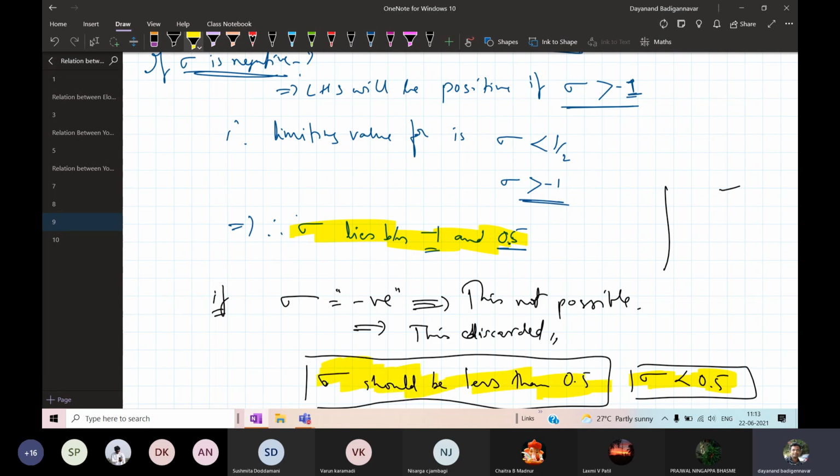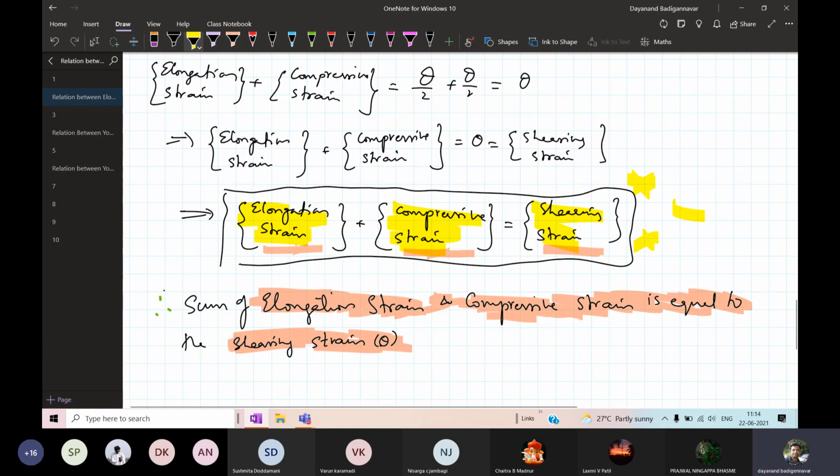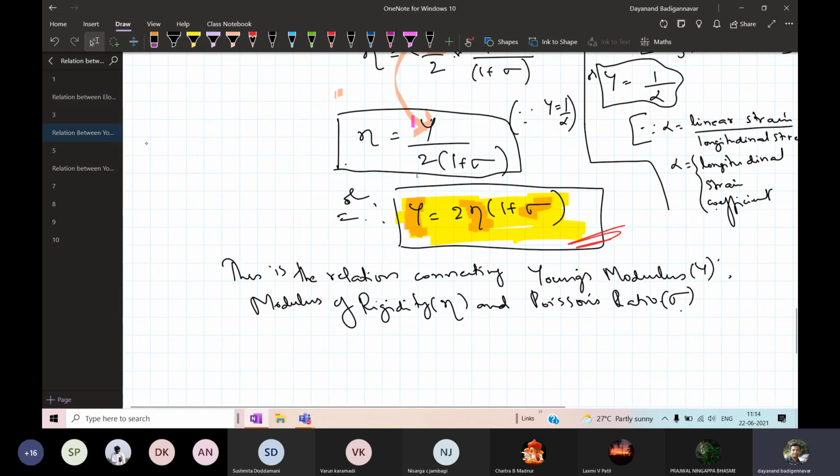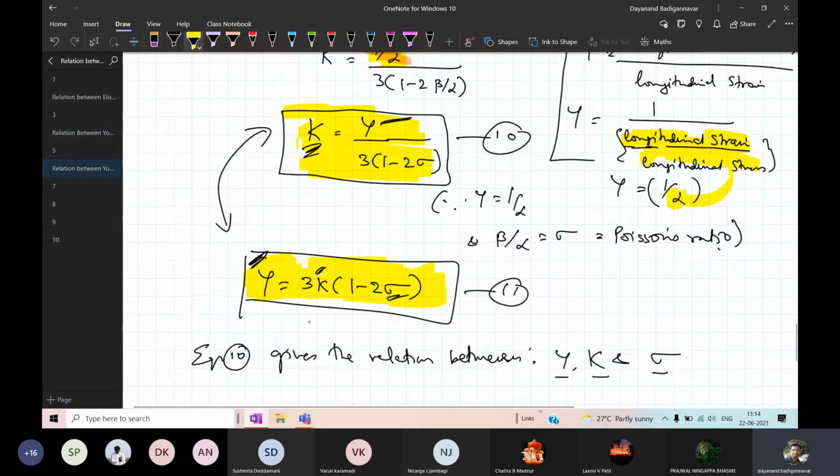So with this, we have completed almost all the properties of elastic material, the terminologies and the relations between them. These are the known values; as an engineer, you should know these. The main relations are: first, the relation between elongation strain, compression strain and shearing strain. Second, the relation between Young's modulus, modulus of rigidity and Poisson's ratio. Third, the relation between Young's modulus, bulk modulus and Poisson's ratio. You will get the questions on these three.